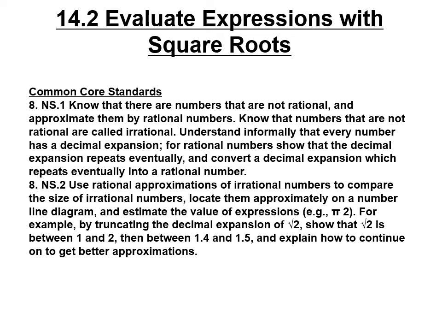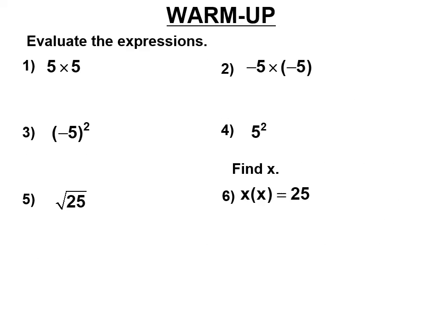So welcome to 14.2. We're going to now take square roots up a level and put them in expressions. So 5 times 5 is 25. What is negative 5 times negative 5? Well, two negatives make a positive when you're multiplying or dividing, so that's 25. So negative 5 squared in parentheses is number 2. It's negative 5 times negative 5, which is positive 25.